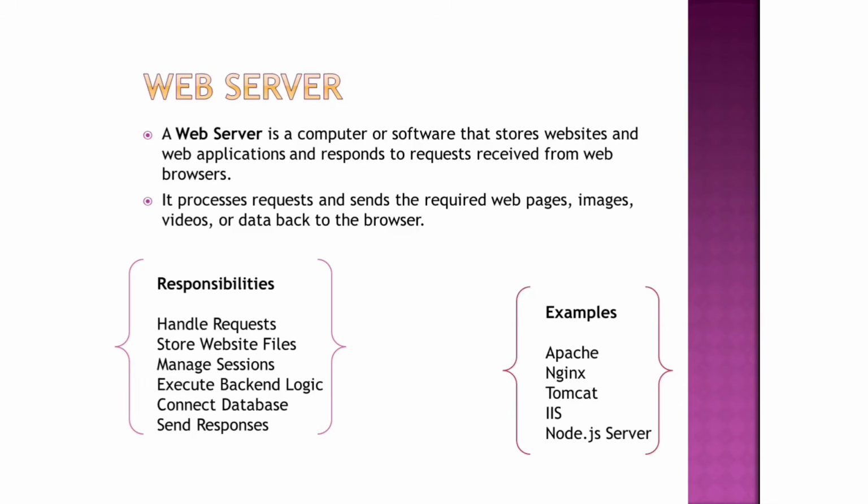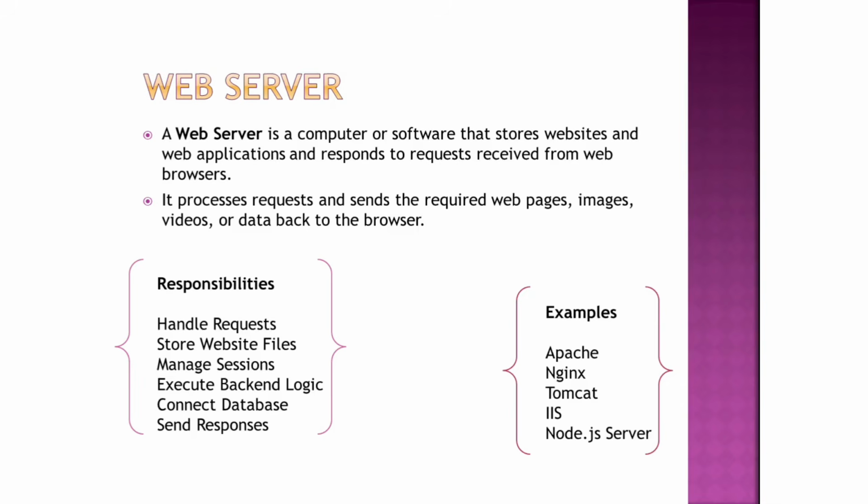Some commonly used web servers are Apache, Tomcat, Node.js server. Each server performs the same basic task: receive requests, process them, and send response. Real-time example, imagine a library, the books stored on shelves. When a student requests a book, the librarian finds the correct book and hands it over. Similarly, the web server stores website files and sends them to the user when requested.